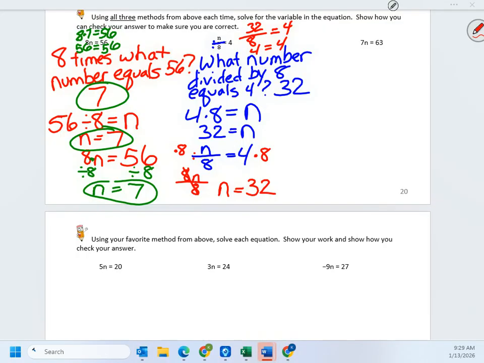Last one. 7n equals 63. Who can give me a method to solve that? Vinny? You can do 63 divided by 7. Yeah, we can do that fact family. 63 divided by 7 equals n. What is 63 divided by 7?